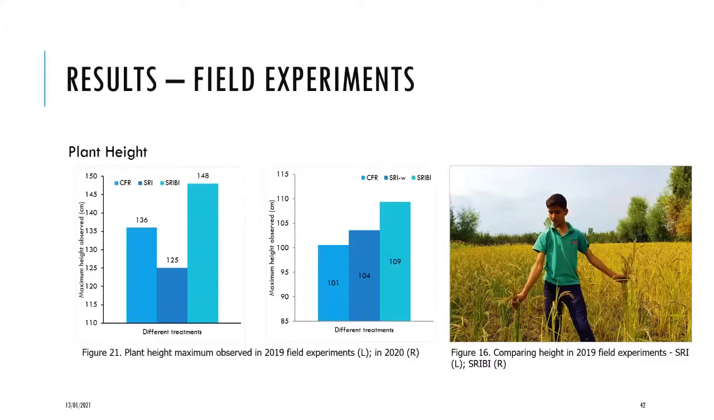As you can see in the SRIBI, which is meant to suggest system of rice intensification with beans intercropping, in both the experiments in 2009 and in 2010, the intercropping pattern had a significantly higher plant height, as can also be seen in the picture of that young boy. In his right hand, he has a rice plant grown without intercropping, and in his left hand, he has a rice plant grown with intercropping, and the one with intercropping is higher.